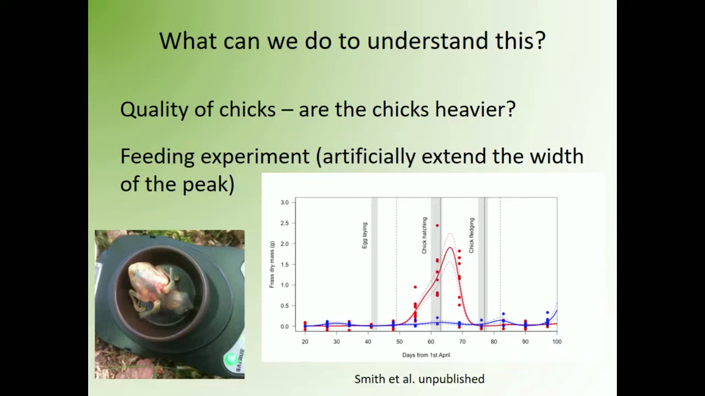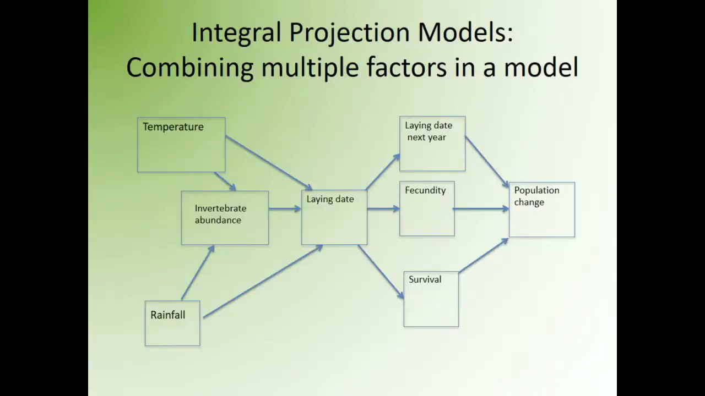And we can see that the peak in abundance of caterpillars, or frass, is quite well married with the food resource needed by the chicks in a given year. This is work that's going to be sort of ongoing through the next couple of years, and we'll use the feeding experiments to sort of manipulate this.